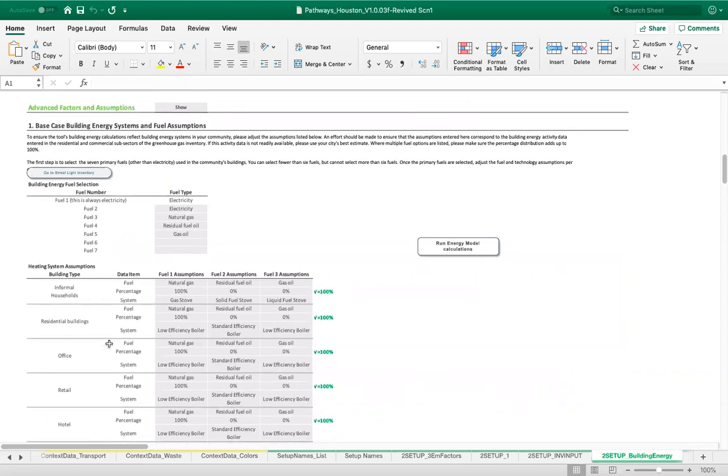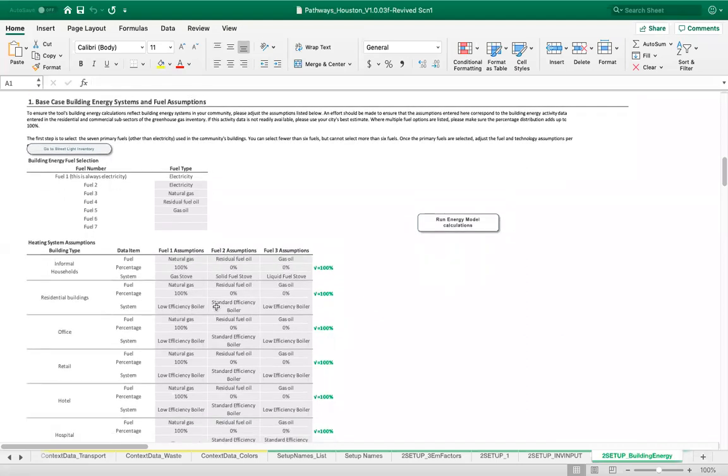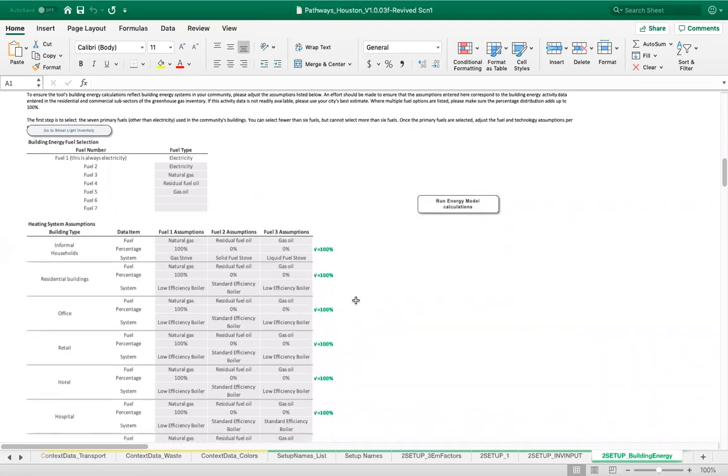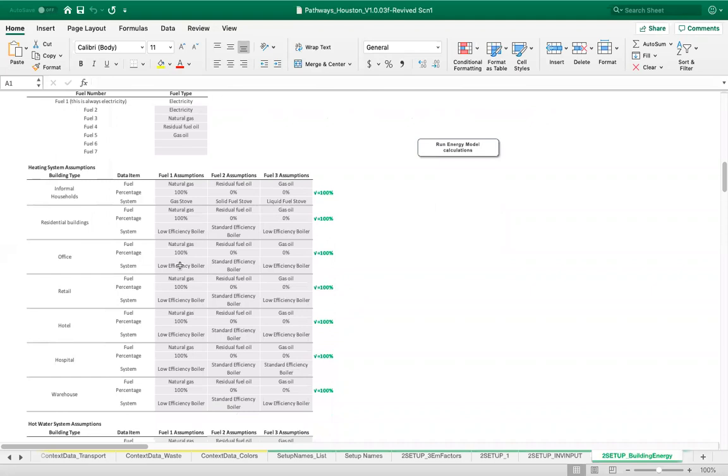So for residential buildings, for example, if we're looking at the heating system, you can break it down so that you've got 3 fuel types for each one. And then of the residential building stock, what percentage uses, in this case, natural gas, residential fuel oil, or gas oil for heating. And then the baseline system that is in place. And that's available for all of the different archetypes of building. You can see that typically we break things down by residential buildings, office space, retail, hotels, hospital, and warehousing.